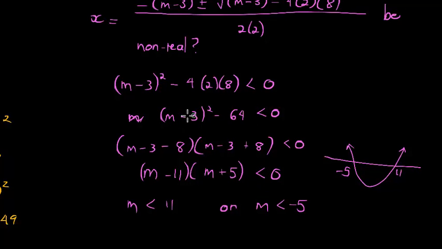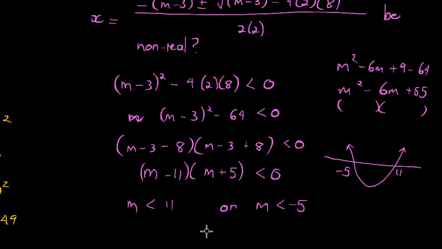I just want to show you here, if you didn't see the difference of 2 squares, you could have just multiplied it out. You could have said, well, that's m squared minus 6m plus 9 minus 64, and you would have gotten m squared minus 6m minus 55. How do we get 55? 11 times 5, and then we have the 11 and the 5. See, it would have worked the same if you just multiplied it out. So if you don't know what to do, just go back to the basics.